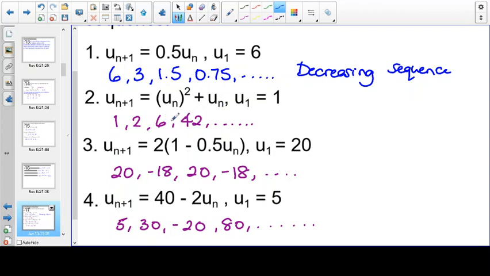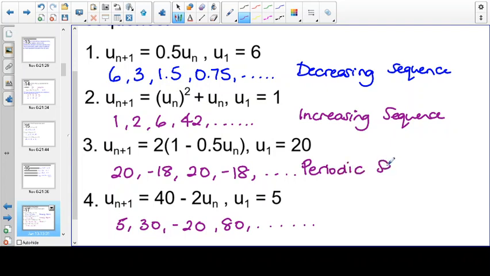This one, each term is getting bigger and bigger and bigger. This is called an increasing sequence. This sequence, well, that's just swinging back and forth between 20 and minus 18. This one is called a periodic sequence. So that one is periodic.